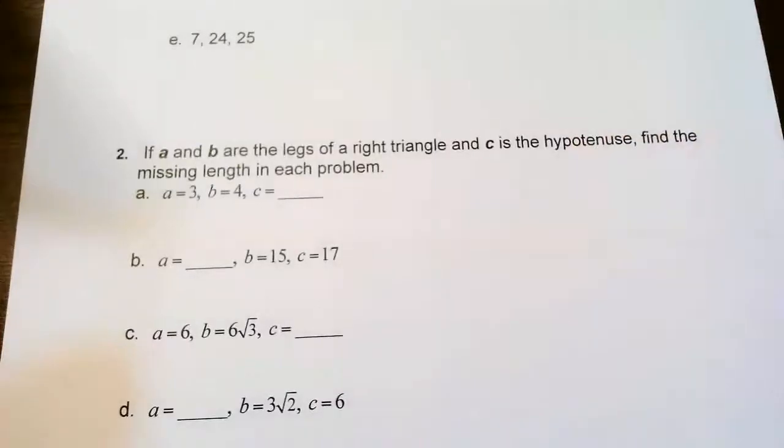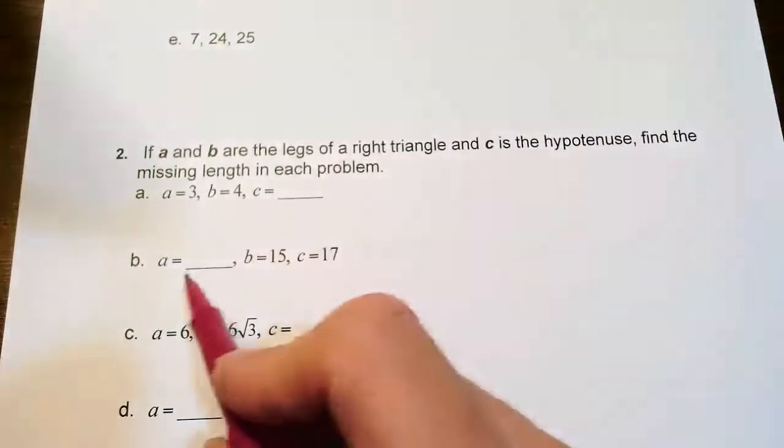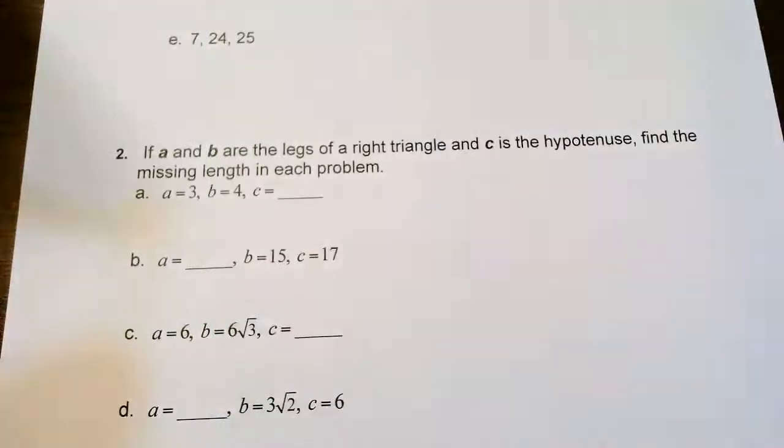All right, now with these problems, we're still using the Pythagorean theorem, but we're going to be starting with two known side lengths and figuring out the third. There's really two types of these problems. Either you're missing C, the hypotenuse, or you're missing one of the legs, A or B. It doesn't really matter. It's going to be basically the same. Again, remember C has to be the hypotenuse. That's the one that matters in terms of where we put it.